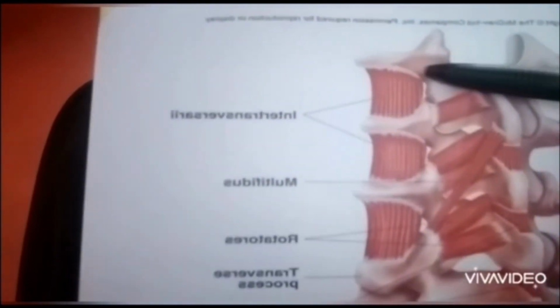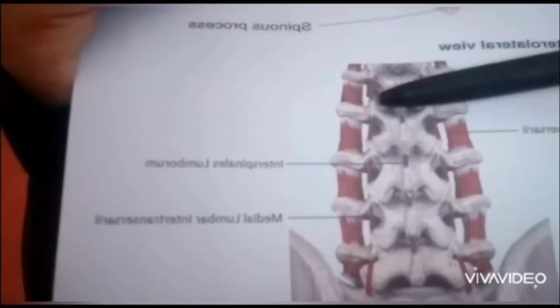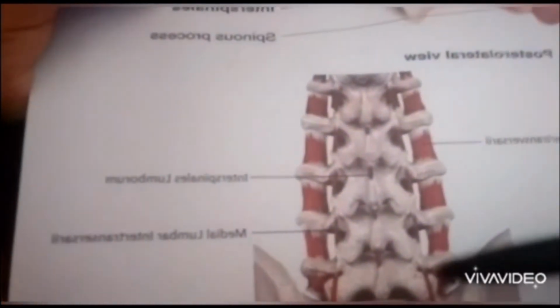Now I will show you the picture of the intertransversarii muscles. This is the transverse process, and this is the lateral intertransversarii. This is the medial one, here, and here, and here. So this is the lateral one, and this is the medial one.